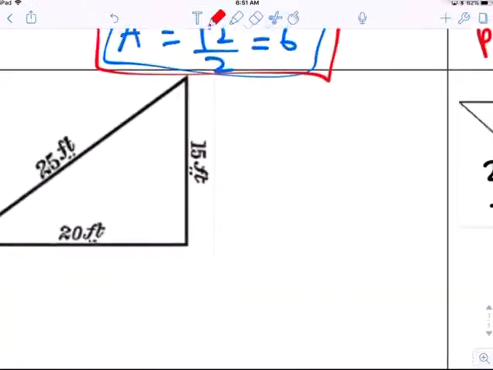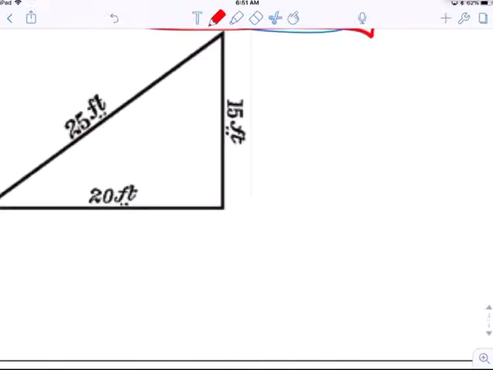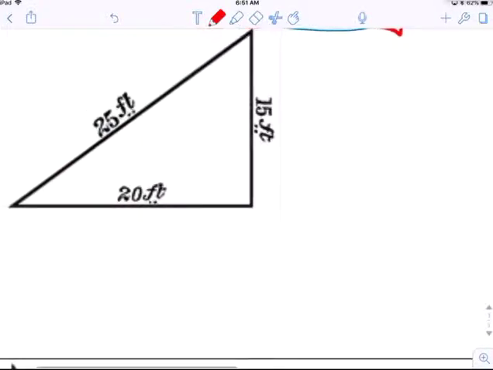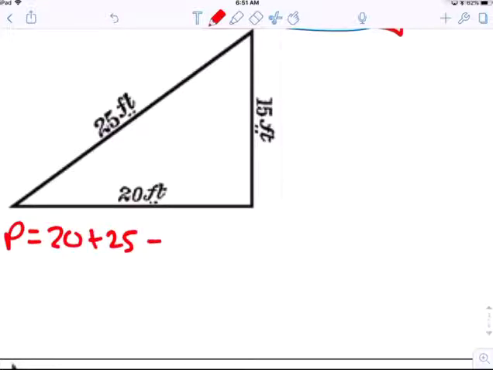All right, so this one. Perimeter. That's the easy one. You add all the sides. 20 plus 25 plus 15. These two equal 40. 40 plus 20 is another 60. Perimeter is 60 feet. That's just the outside part.